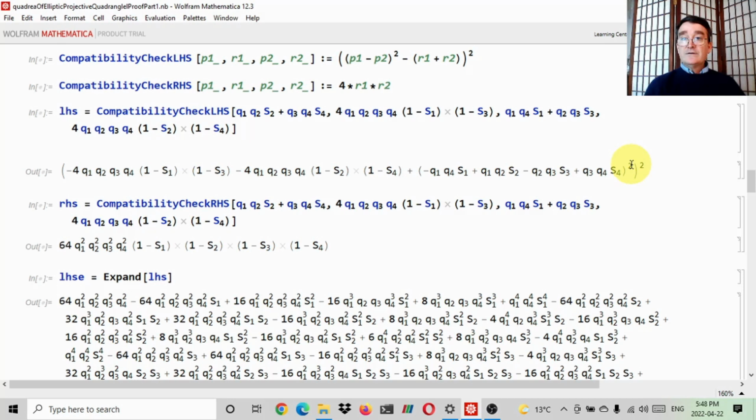Similarly, we're going to do the same and expand the right-hand side, which is this one here, in quadrances and spreads of the quadrangle. Then we're going to get the result, which is the left-hand side minus the right-hand side. And when we do that, we get this expression in the quadrances and spreads.